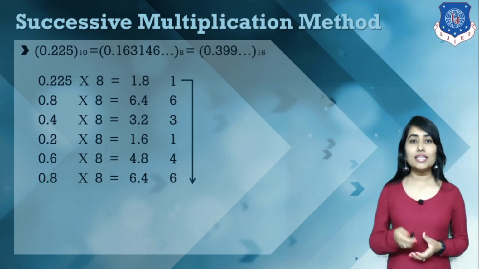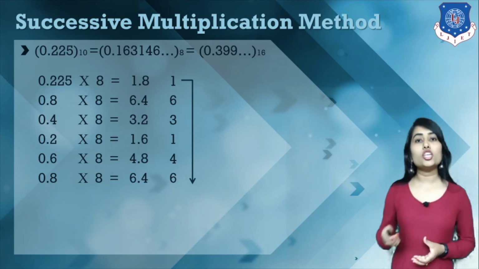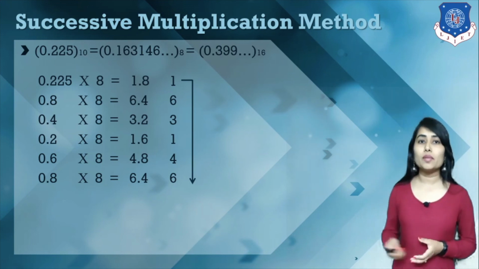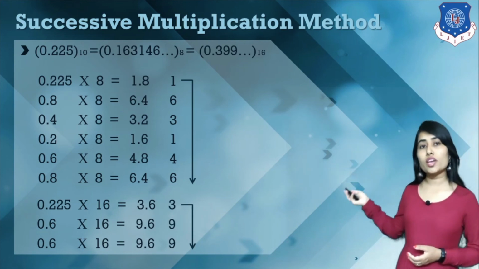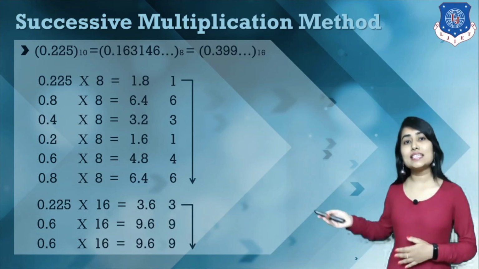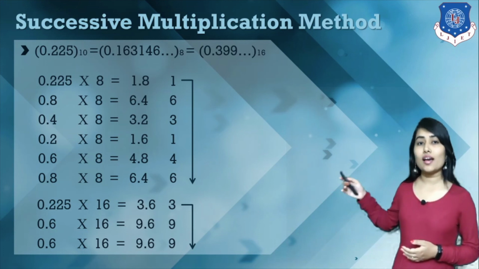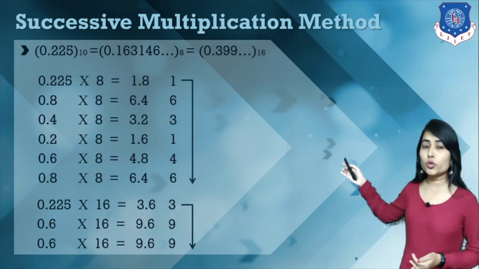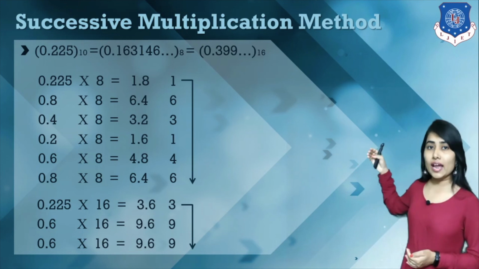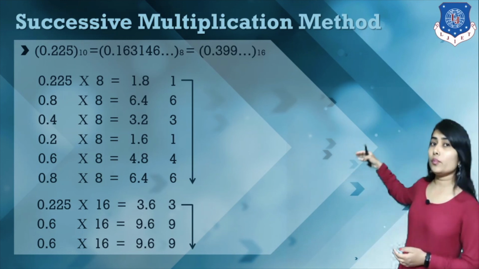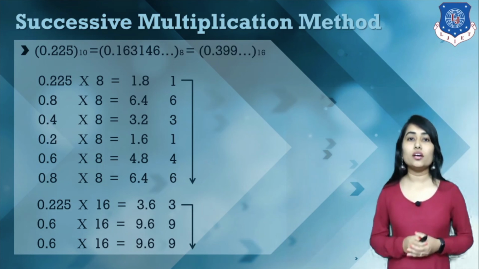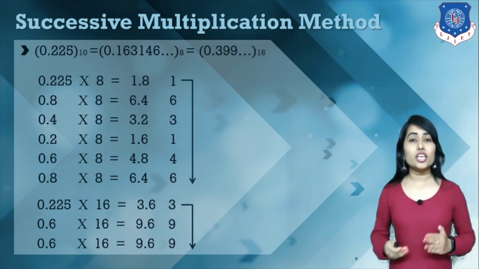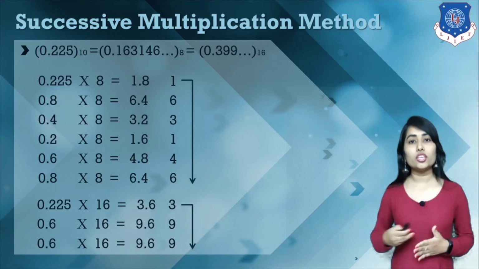Let's discuss how we can convert a decimal number into hexadecimal. Simply by multiplying by 16. So here is the example, 0.225 can be converted into hexadecimal by multiplying with 16, and then again write our integer portion aside and write these integer values from top to bottom manner. So this is how we can convert our decimal number into binary, octal or hexadecimal.